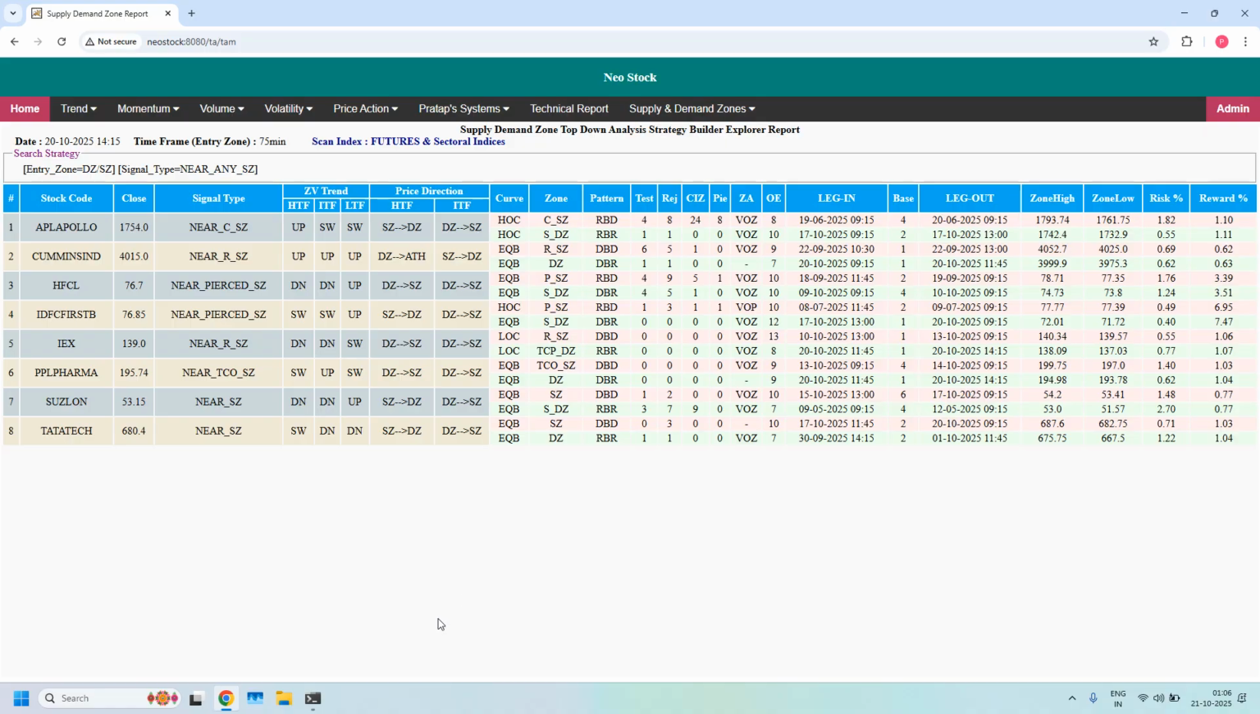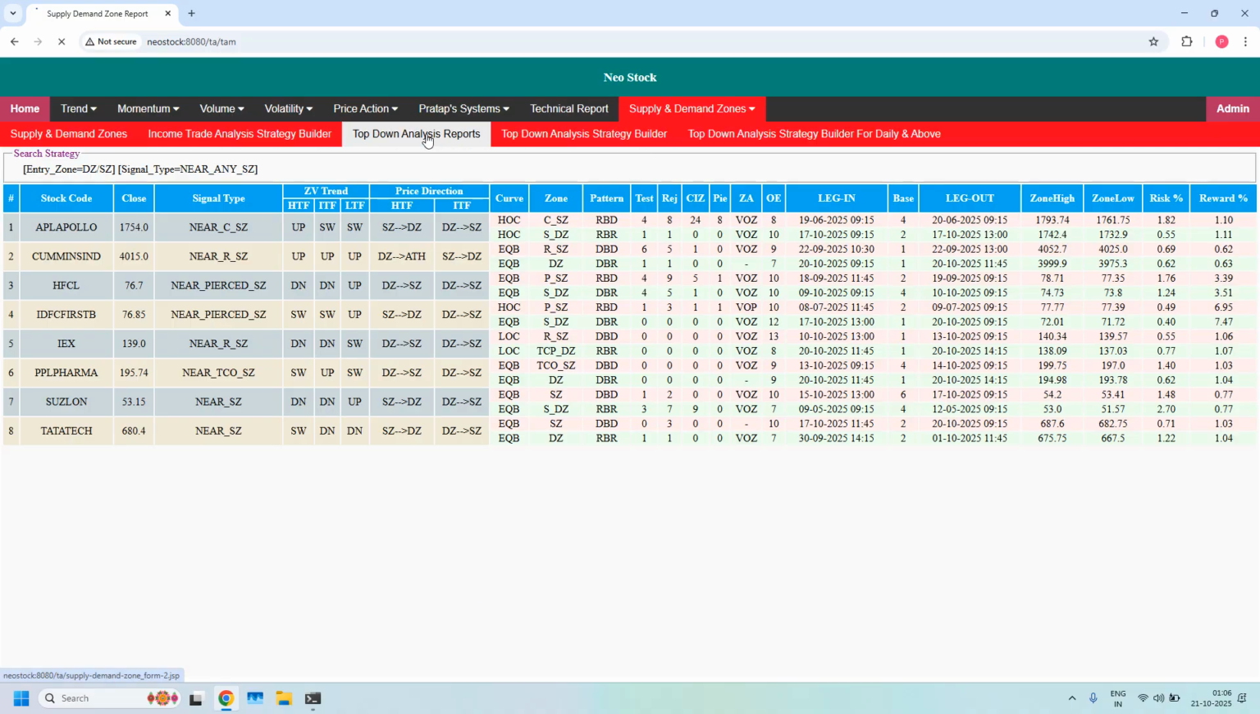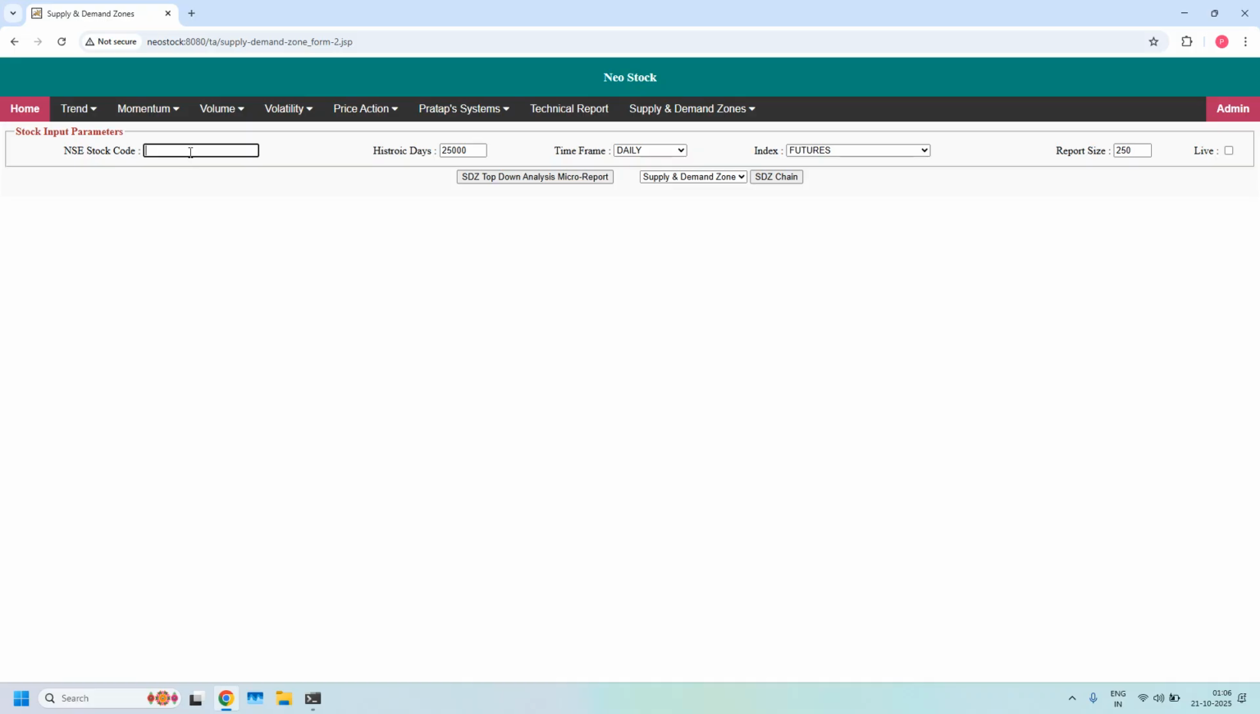Okay, next reports are NIFTY and BANKNIFTY supply demand zone chain reports. First I am generating the NIFTY monthly supply demand zone chain report.